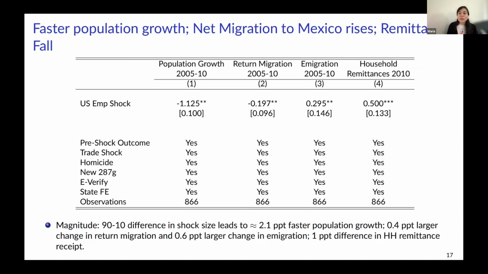And finally, we also see effects on remittances. So here, what we measure is the share of households receiving remittances, and we see that in these municipios or municipalities, the share of households receiving remittances also declined.